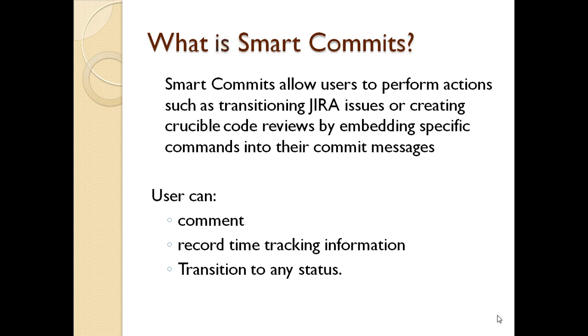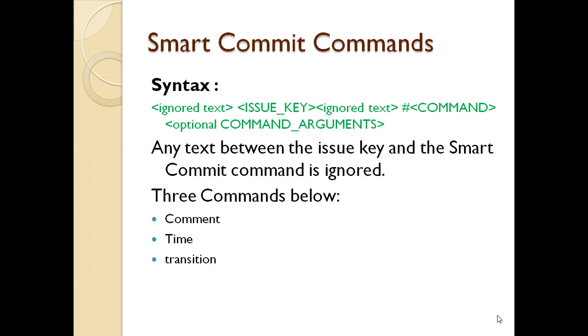So how do we do it? We will be doing that as part of the commit messages. For smart commits to work, we need to have the smart commit command enabled when you integrate Git with JIRA. With this, the user can run the command when the code is checked in, and then record time tracking also, and then do a transition of workflows. So we looked at what smart commits are. Now we look at the commands.